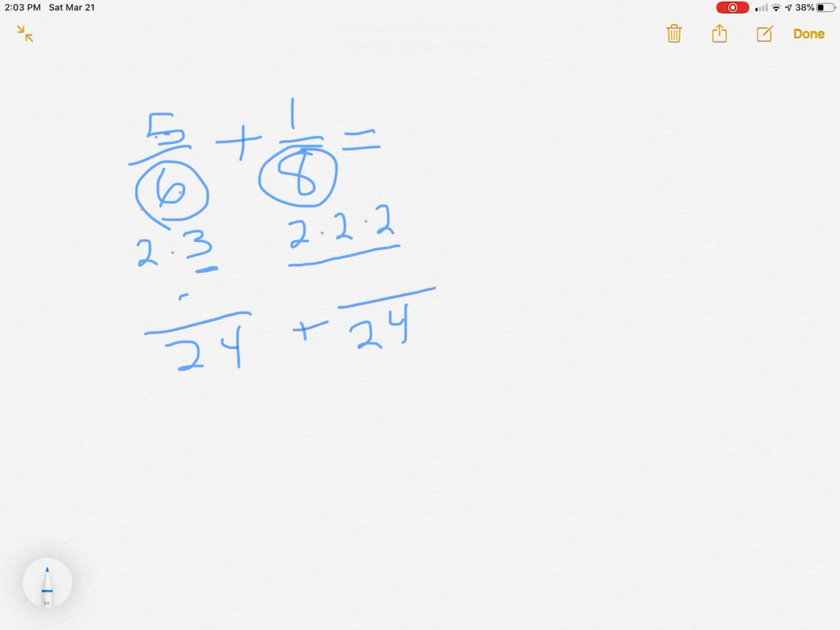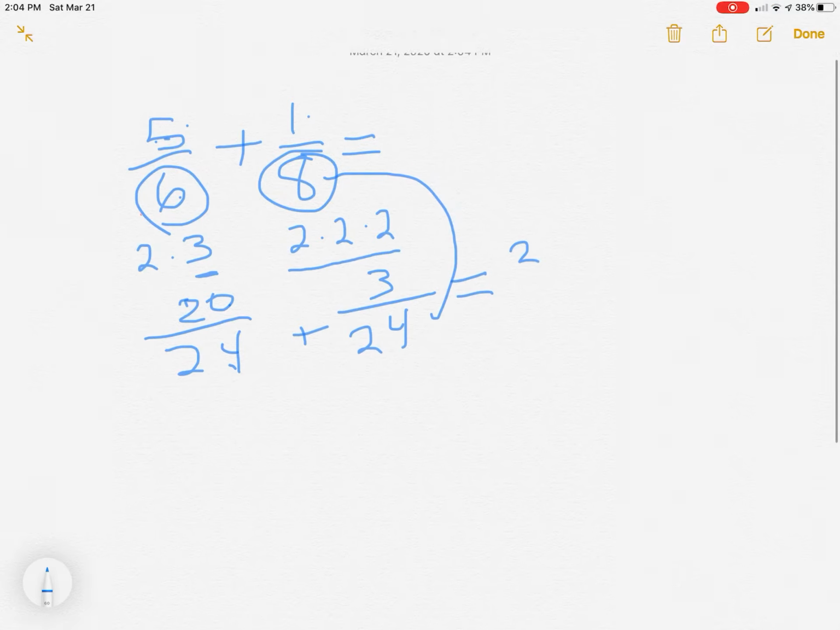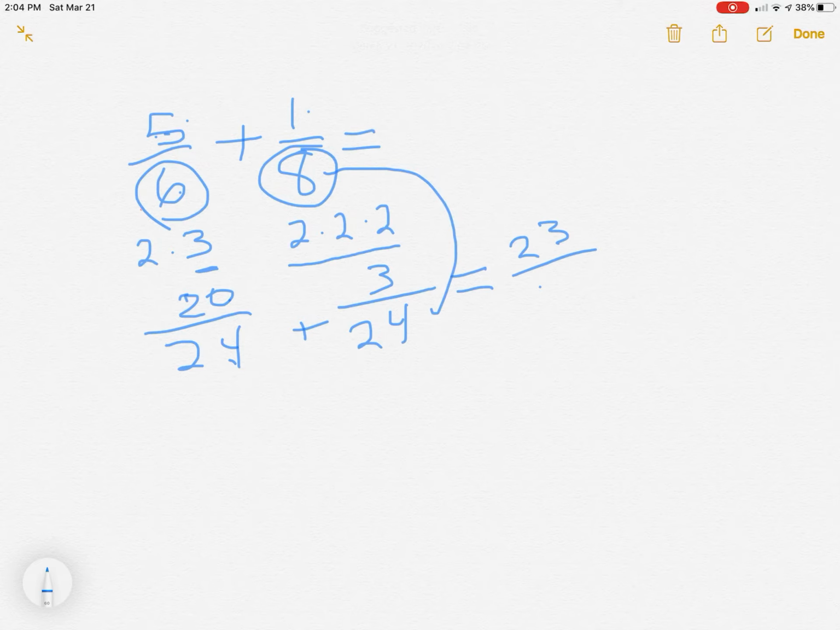So 6 will go into 24 4 times. 4 times 5 is 20. 8 will go into 24 3 times. 3 times 1 is 3. Now I can add them. 20 plus 3 is 23. And the bottom stays the same. 24. So it's 23 over 24, and it's positive.